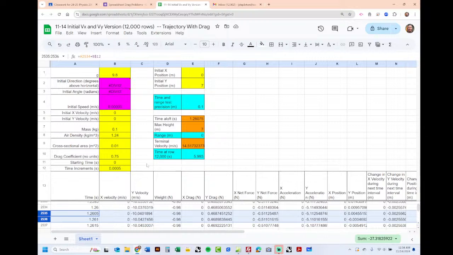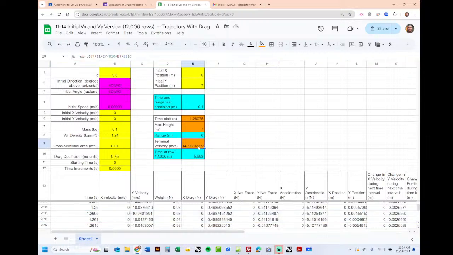All right, number 5. Now we're dealing with the skydiver. A 60 kilogram skydiver in head down position reaches terminal velocity of negative 59 meters per second. What's their cross-sectional area? So I could do a bunch of stuff here.